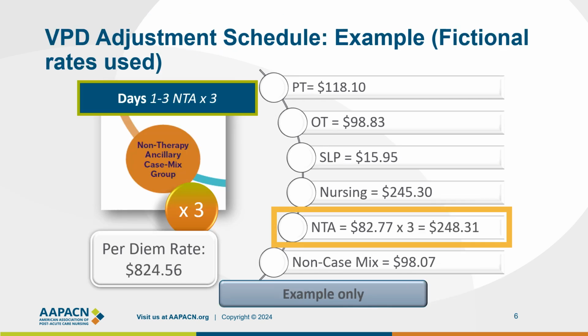So for days 1 through 3, we are going to multiply that NTA case mix adjusted rate by 3. So in this case, the NTA case mix adjusted rate based on what was coded on the MDS was $82.77. That's going to be multiplied by 3. So for days 1, 2, and 3 of the stay, the NTA component is going to be $248.31. Add that with the other components, that will give us a per diem rate of $824.56.